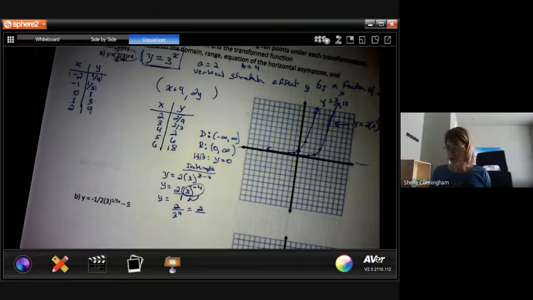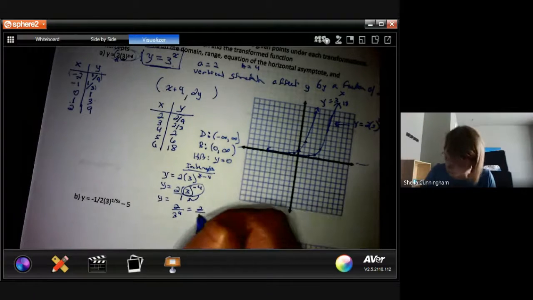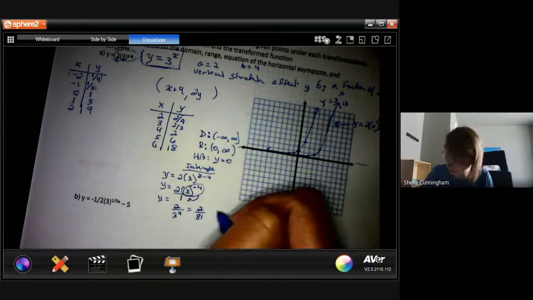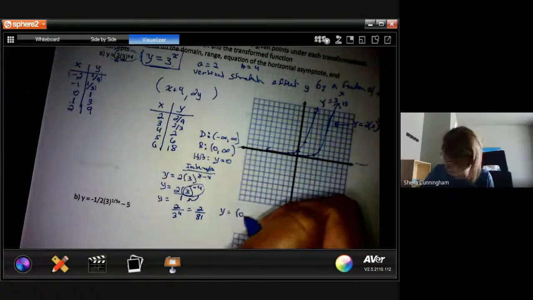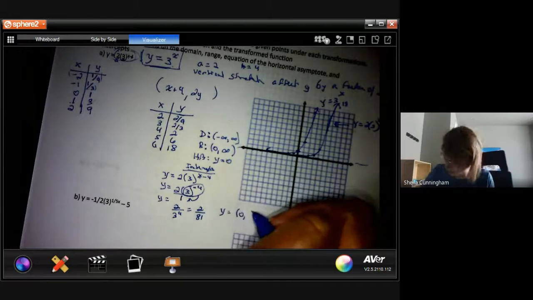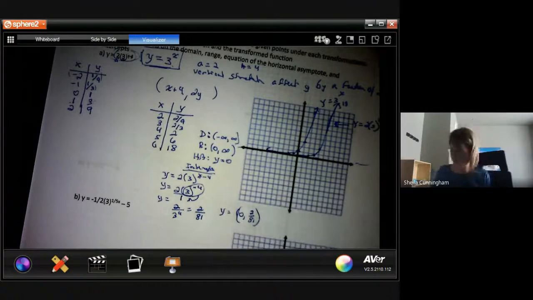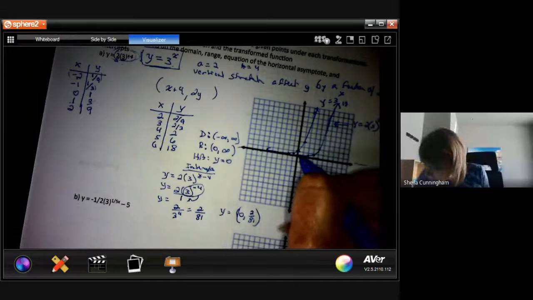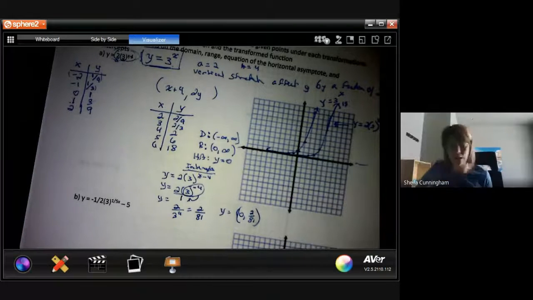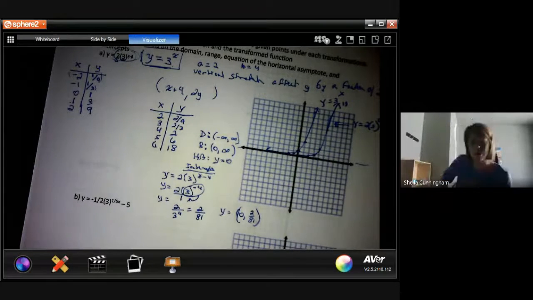Oh, what do we got? That's 27. That's 81. So I really have a y-intercept of 0 and 2/81. I can leave it as that. I could change it to a decimal if I wanted to, but that makes sense, right? Because 2 over 81 is going to get me really, really close to 0, but not actually touching at 0.